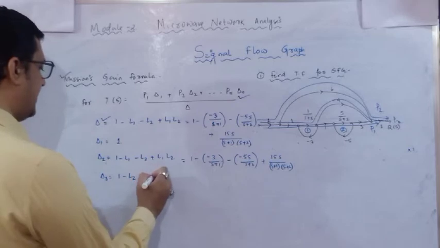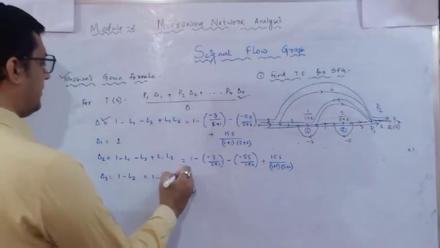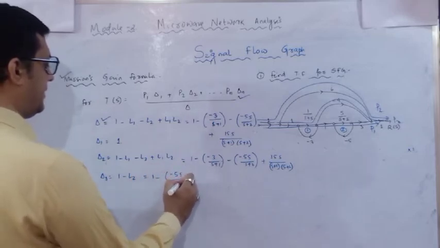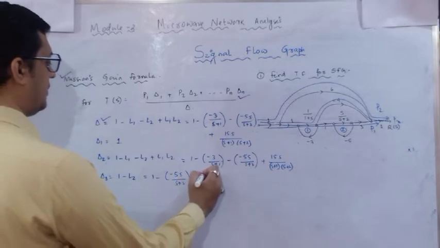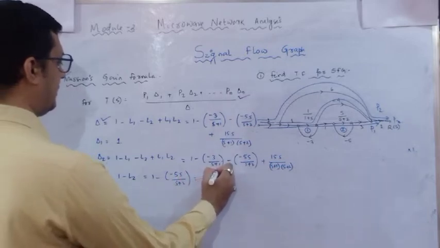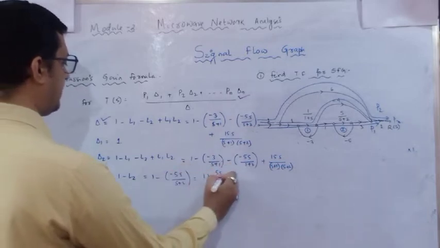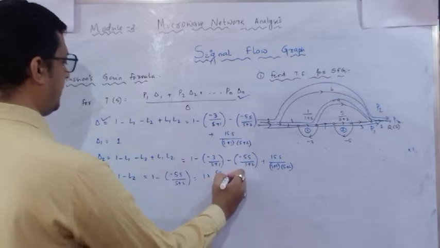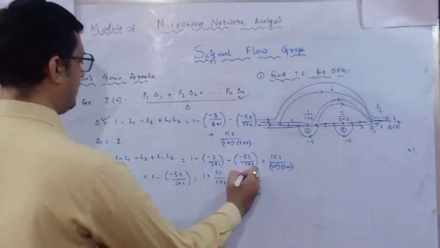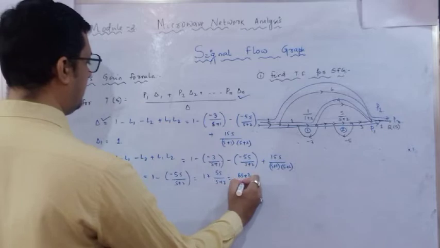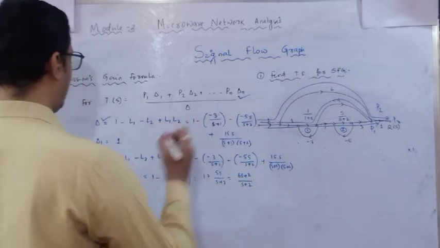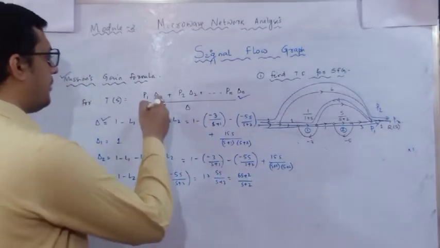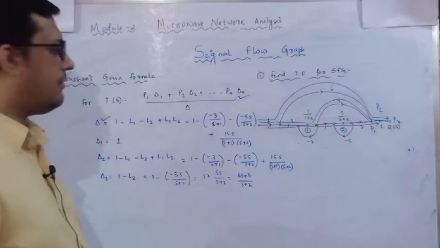And what is del 3? 1 minus 5s over s plus 2. So it is 1 minus, it is minus plus 5s over s plus 2. So that is equal to (6s plus 2) over (s plus 2). So all these things you have to put in this particular equation.